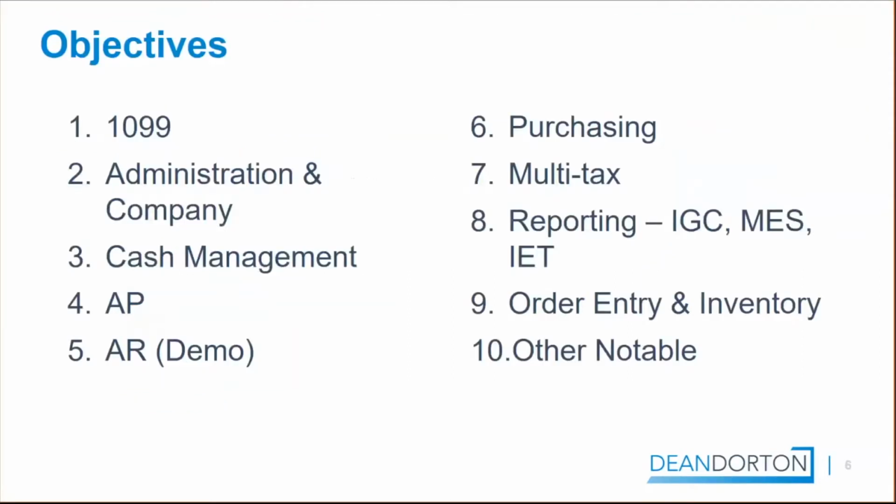So the key areas that I'm going to hit on today, and as you can see, there are 10, which is a lot, but we'll talk about 1099, changes that happened in admin and company, cash management, APAR, purchasing, MultiTax, things that have happened in reporting, and things that have happened in reporting as it relates to IGC, so global consolidations, as it relates to multi-entity shared, and as it relates to reporting on inter-entity transactions, some changes that have happened in order entry and inventory, and then anything else that's a notable change.